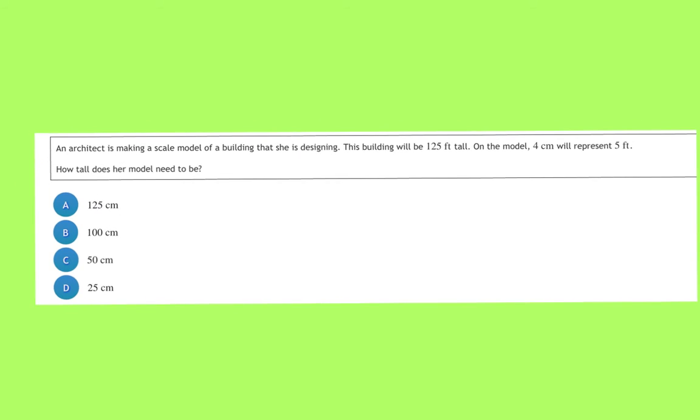We're going to make an equivalent fraction here where we have 4 centimeters equals 5 feet, and then we're going to put our feet underneath there, and we're going to solve for this. We're going to cross multiply, and then when we get that answer, we're going to divide that answer by 5. Go ahead and solve that. Choose your correct answer.